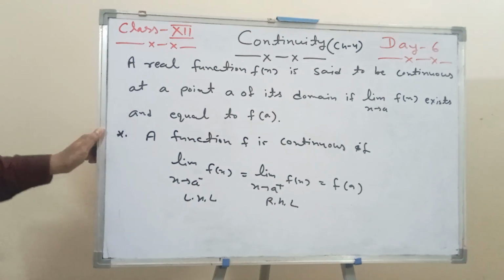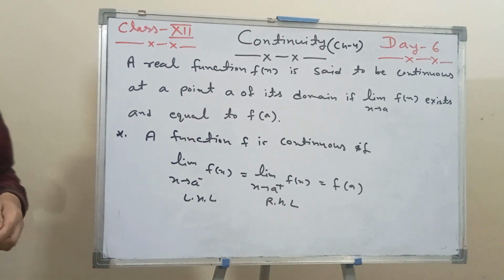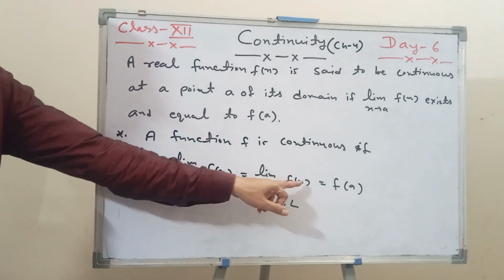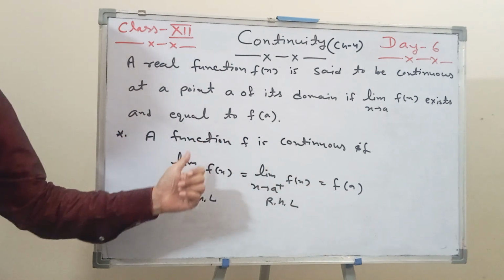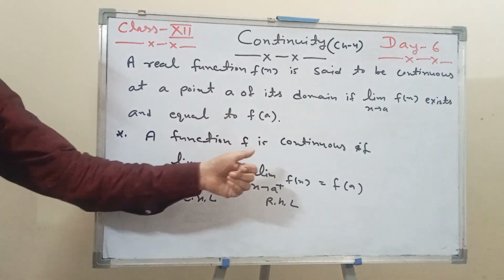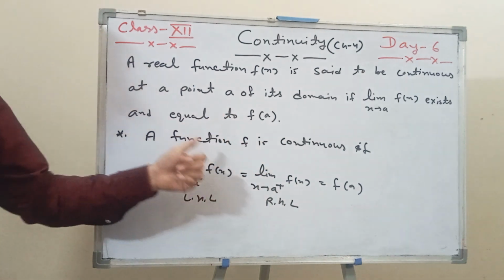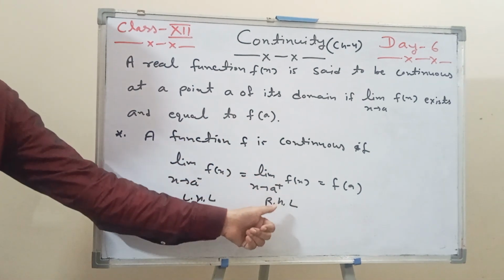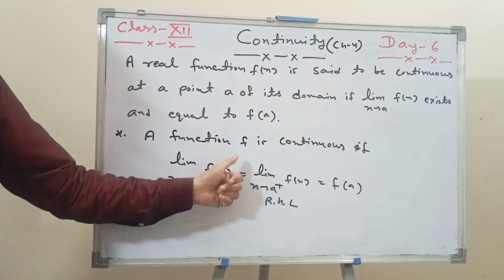If limit x extend to a minus f(x) equals to limit x extend to a plus f(x) equals to f(a). If these three are equal, then only we can say that the function is continuous. If any one is not equal, then the function is discontinuous.